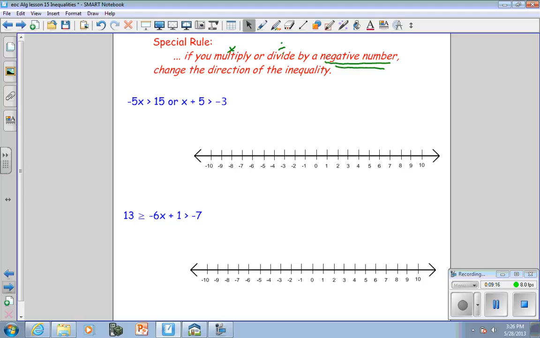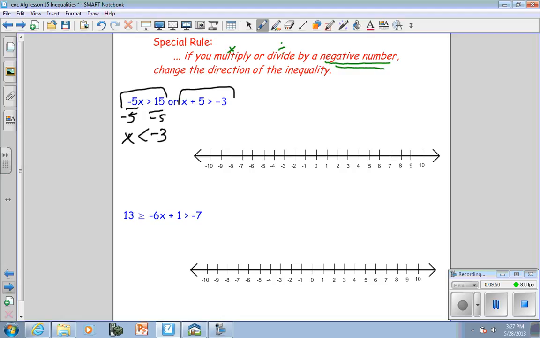For the next example, I have negative 5x is greater than 15. So to solve that, I will divide both sides by negative 5 so that I isolate the x. So the x comes out of that. And now because of that special rule, I have to reverse the inequality. And then 15 divided by negative 5 is negative 3.